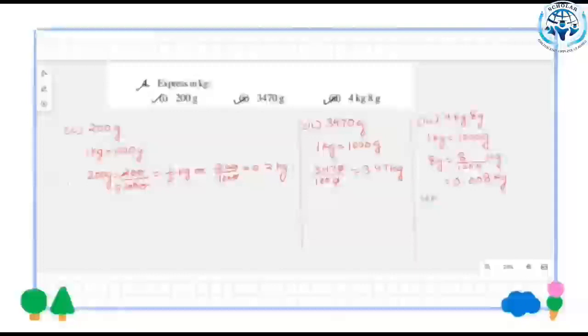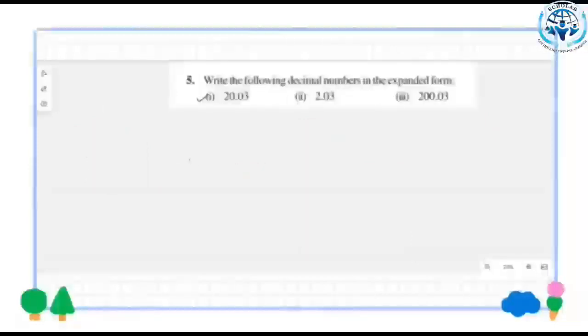4 plus 0.008, that means 4.008 kilogram. Same as we did in conversion of paise into rupees. Now the fifth one. Write the following decimal numbers in the expanded form.